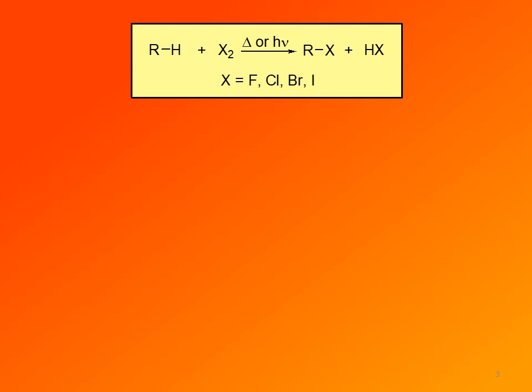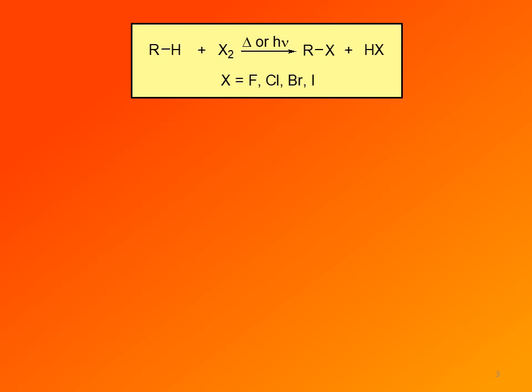Energy is provided by either heat, indicated by a capital Greek letter delta, or light, indicated as h nu, which is the expression for energy of electromagnetic radiation. H nu is the organic chemistry symbol for light, usually ultraviolet light actually. And just to remind you, halogens, general symbol X, are fluorine, chlorine, bromine, and iodine.